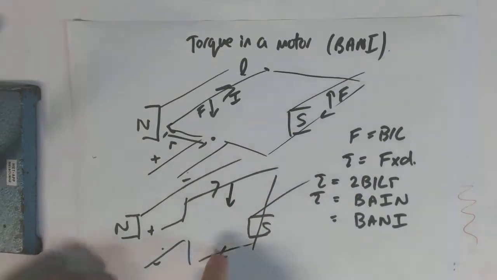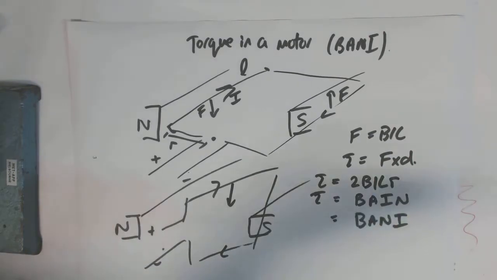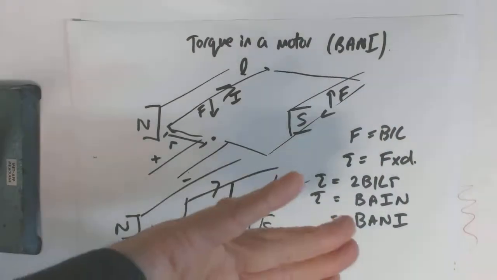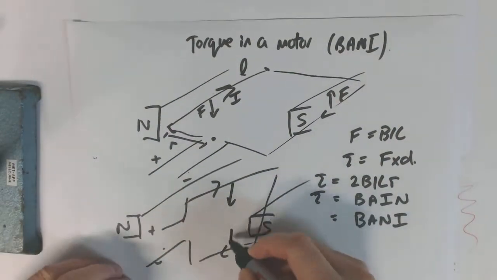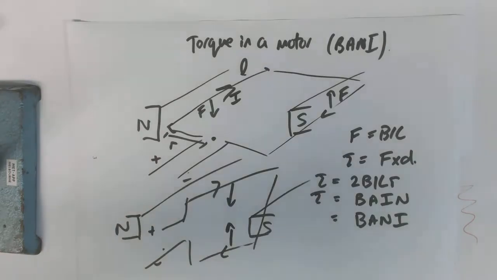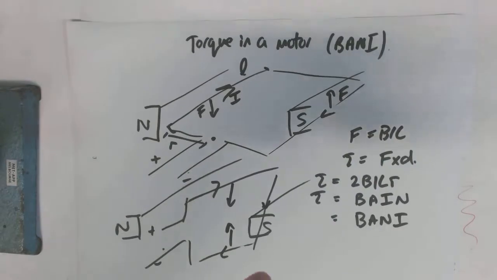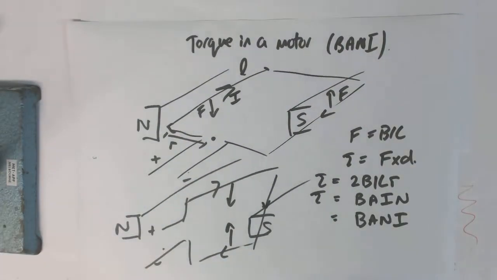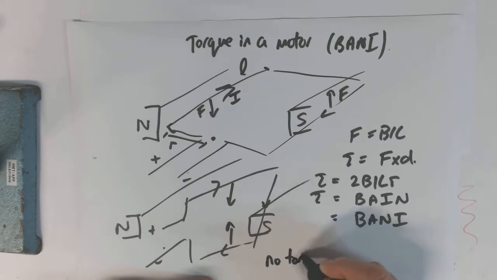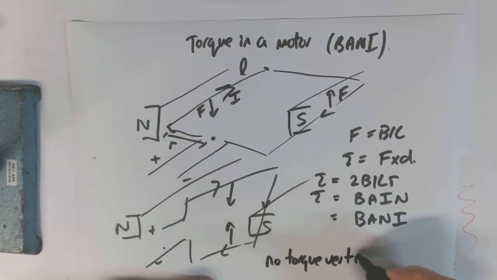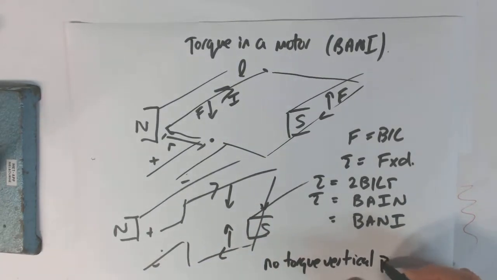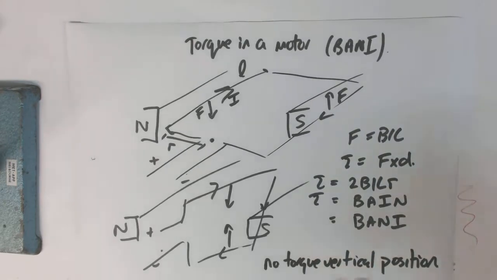And if we do this one, down at the bottom here, north to south, current coming back that way, force is up. So you'll find that in the vertical position, the forces cancel, and so we don't get a torque. This one here, north to south, down, it comes in. So again, no torque in the vertical position. And we work that out formula.